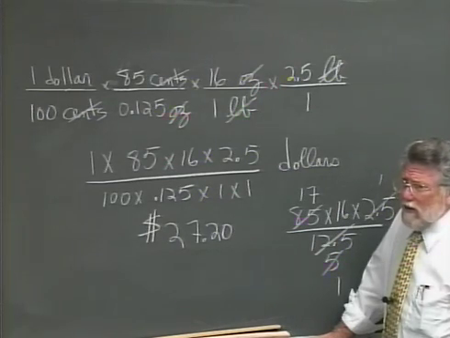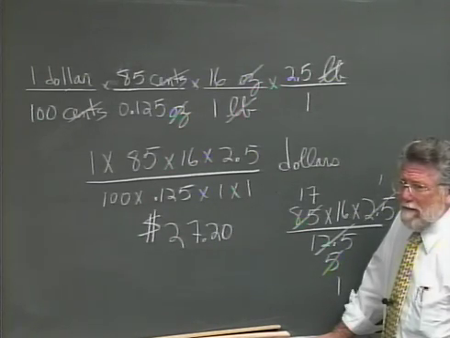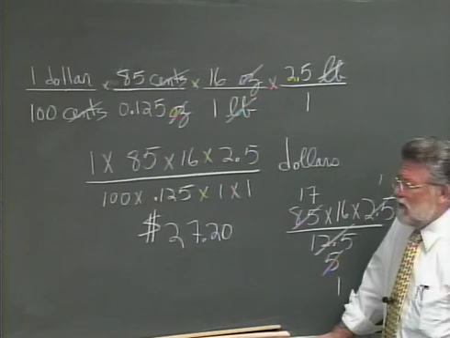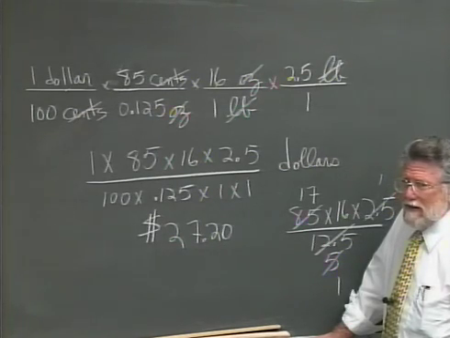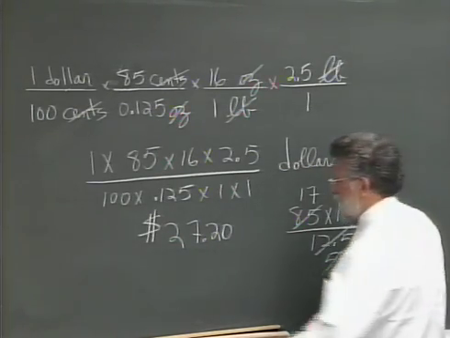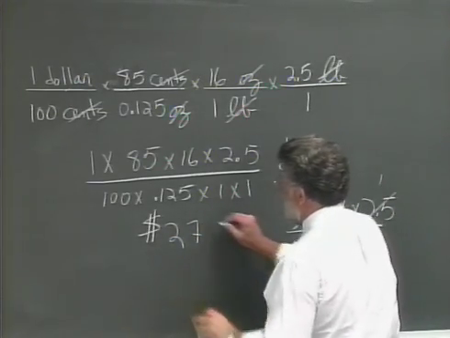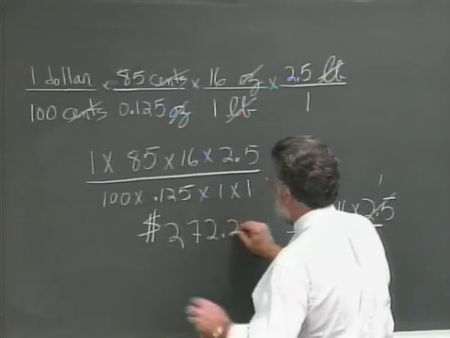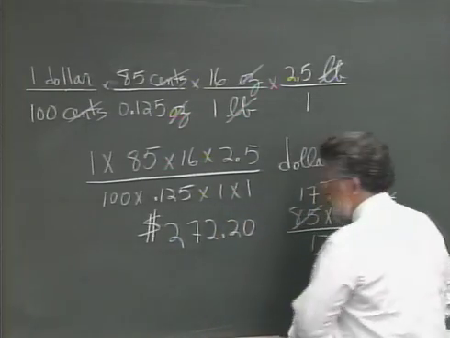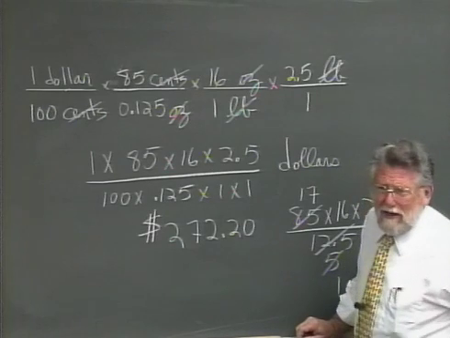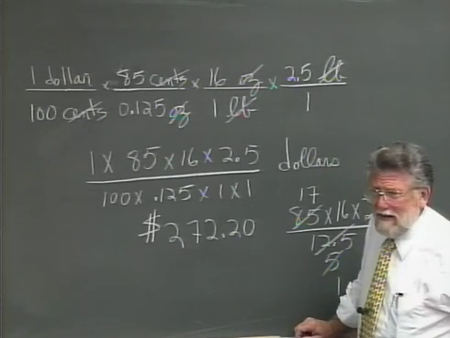17 times 16 is only 27? You want to try again? It's not $27.20. It's what? $272. Oh, now we say I should have gone with my first. $272.